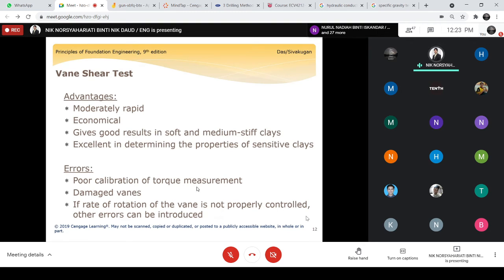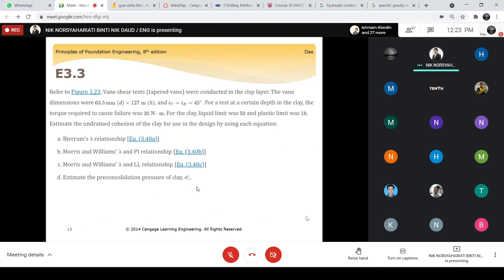Then if the rotation is not properly controlled, there might be other errors, which for some reasons are more on the tool errors, not human errors. But the technical persons in charge of carrying out the vane shear test are supposed to have gone through practical workshops, because you cannot simply use any other tools like a shovel. Especially for this one, because you want to check the shear strength parameters directly at site.